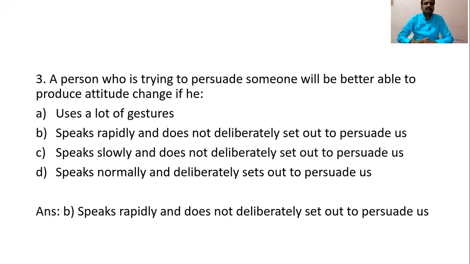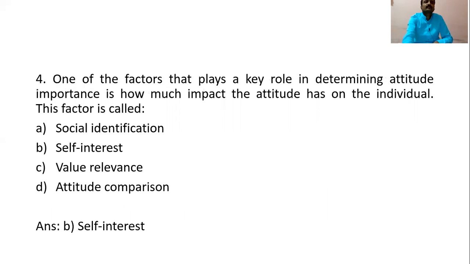Next one: a person who is trying to persuade someone will be better able to produce attitude change if he uses a lot of gestures, speaks rapidly and does not deliberately set out perceived as, speaks slowly and does not deliberately set out perceived as, or speaks normally and deliberately set out perceived as. Therefore, the answer is B. Speaks rapidly and does not deliberately set out perceived as, so that a person trying to persuade someone will be better able to produce attitude change.